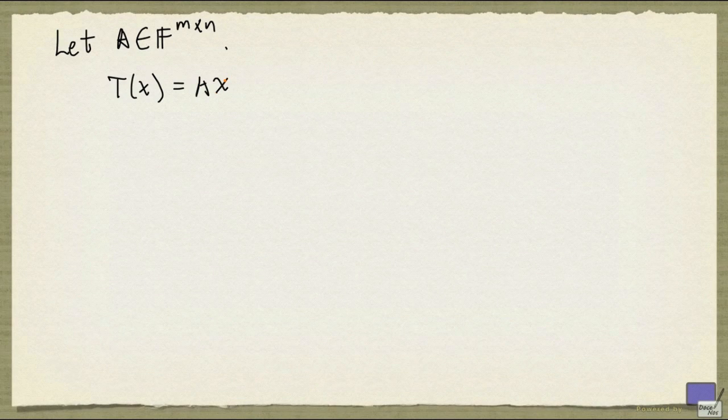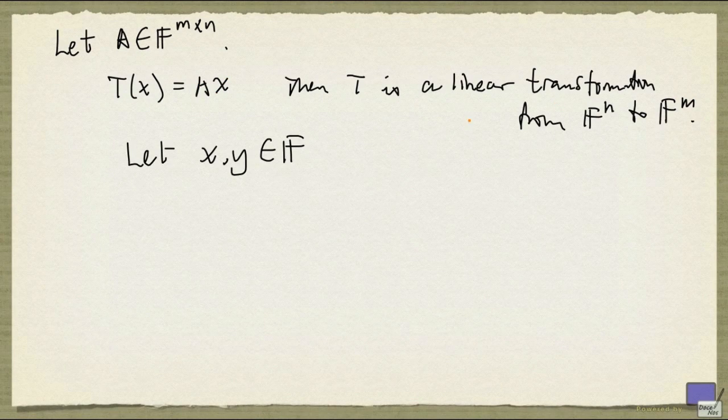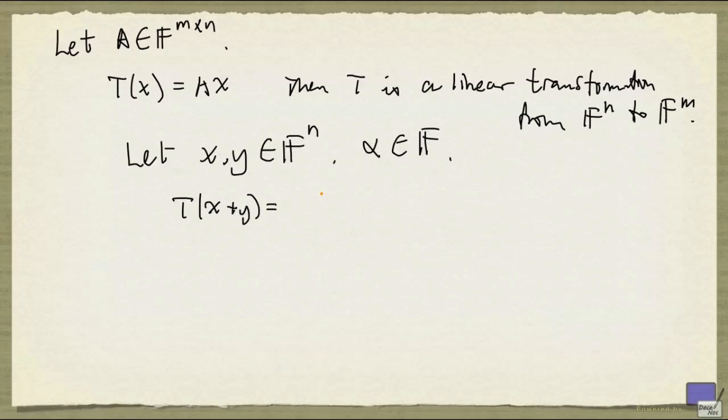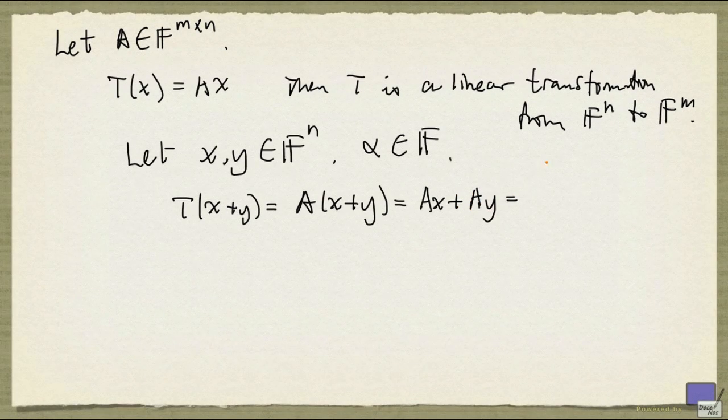Let's take a matrix A with entries in F for some field F and define the mapping T of x to be A times x. Then T is a linear transformation from Fn to Fm. And to see that this is a linear transformation, pick two vectors x, y from Fn and a scalar alpha from F. Then T of x plus y is the same as A times x plus y, and by distributivity this is the same as A times x plus A times y, and A times x is of course T of x, and A times y is T of y.